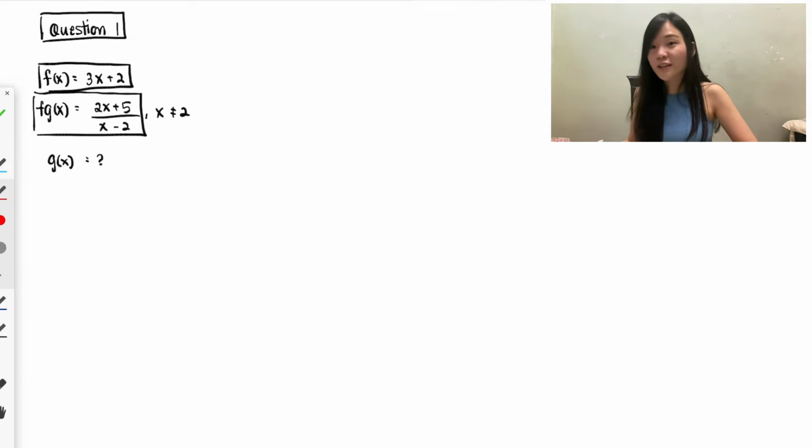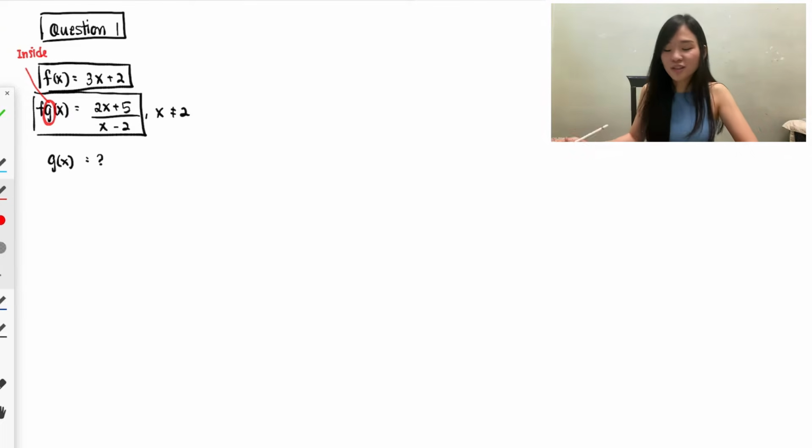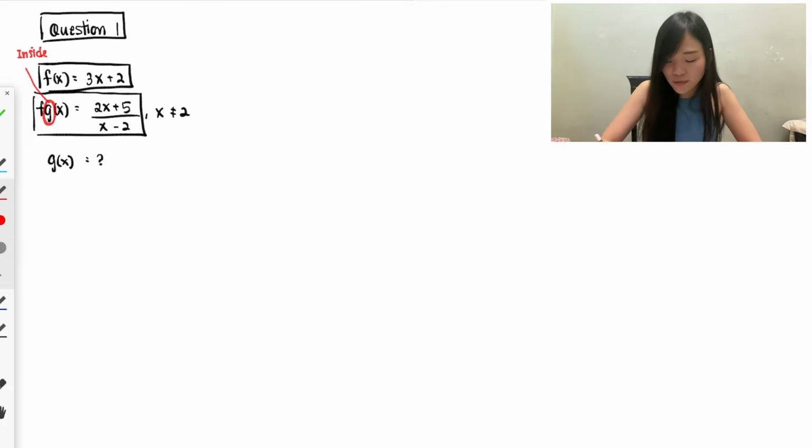So isn't it now they're going to find g? Do you guys realize g is located here? So this g seems like it is inside. Correct? So you know this is a fees question, which is find inside, substitute. Please understand, fees question is seriously very, very easy. All I need to do is just use substitution. So let me show you how to do it.